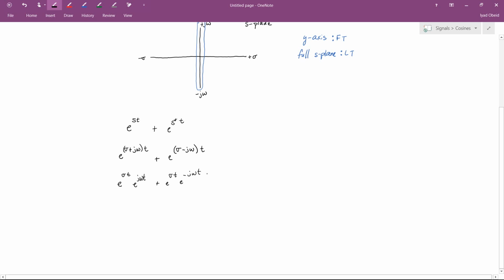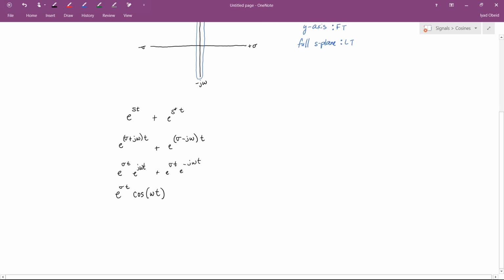And then finally we can factor out an e to the sigma t from both terms, and what we have left is e to the j omega t plus e to the negative j omega t, which is in fact cosine of omega t. I know there's a 1/2 that's supposed to be in there, but that's just a scale factor. Let's not worry about that for now.